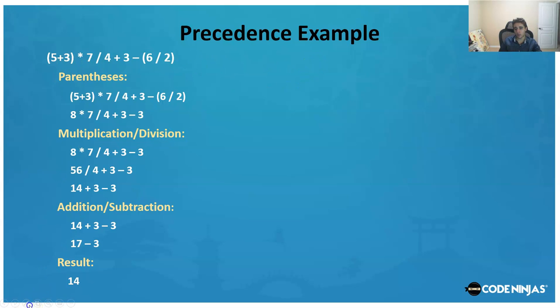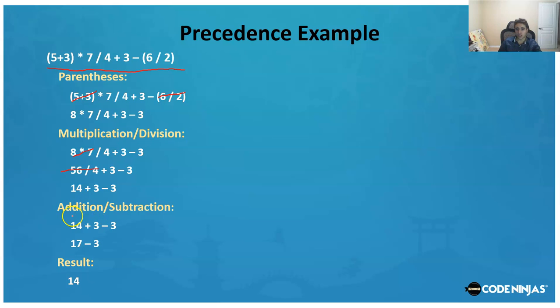We have the following math to do. 5 plus 3 times 7 divided by 4 plus 3 minus 6 divided by 2. The first thing we do is get rid of the parentheses. So the 5 plus 3 will change to an 8, and the 6 minus 2 will change to a 3. Then we're going to do the multiplication and division in the left to right order. So the first thing we do is 8 times 7. That becomes 56. Then we do 56 divided by 4. That becomes 14.